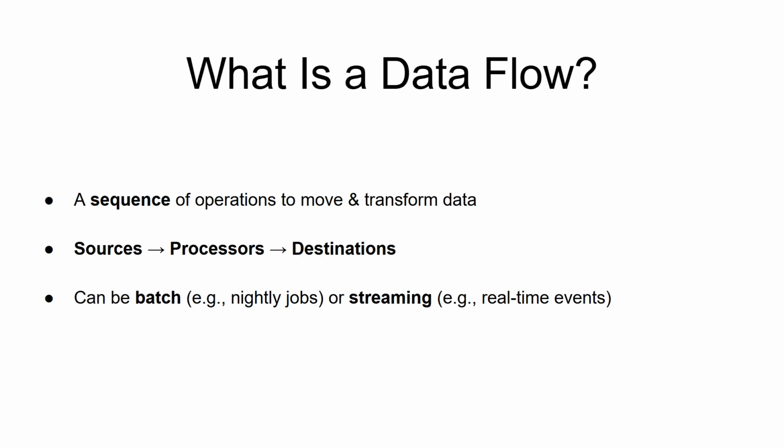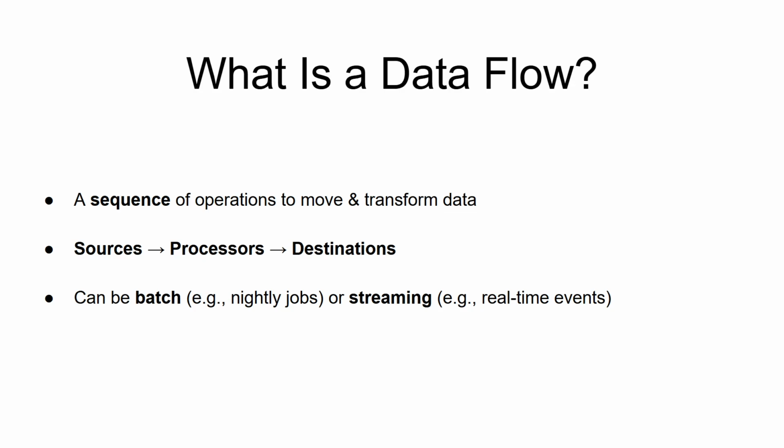So first, what is data flow? At its core, a data flow is a simple sequence of operations that takes data from one or more sources, applies one or more processing steps, and routes the result to one or more destinations. You can run this in batch mode, say every night you pull logs and aggregate them, or in a streaming mode, where events are processed in real time. Think of it like a factory assembly line. Raw materials go in, get transformed step by step, and finished goods come out.